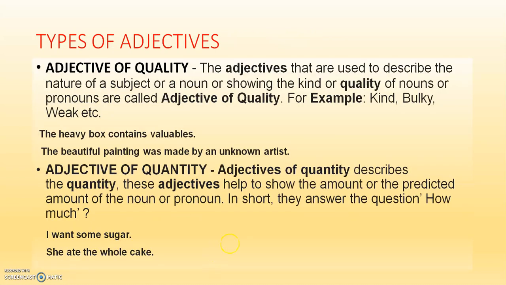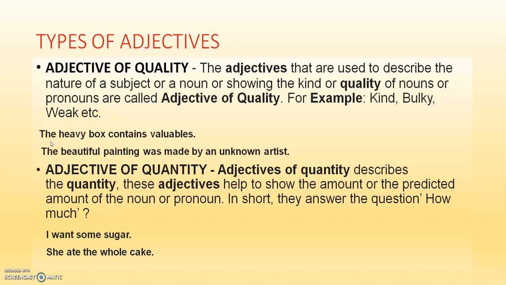Now let us begin with the different types of adjectives. The first one is adjective of quality. The adjectives that are used to describe the nature of a subject or a noun, or showing the kind or quality of nouns or pronouns, are called adjective of quality. For example, kind, bulky, weak, etc.